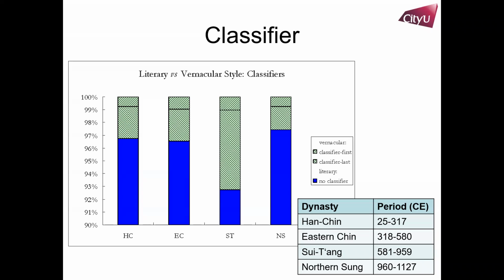But in the Northern Song dynasty, where we have these stylists, there seem to be fewer classifiers again, possibly taken out by these stylists so that the text would sound more classical.